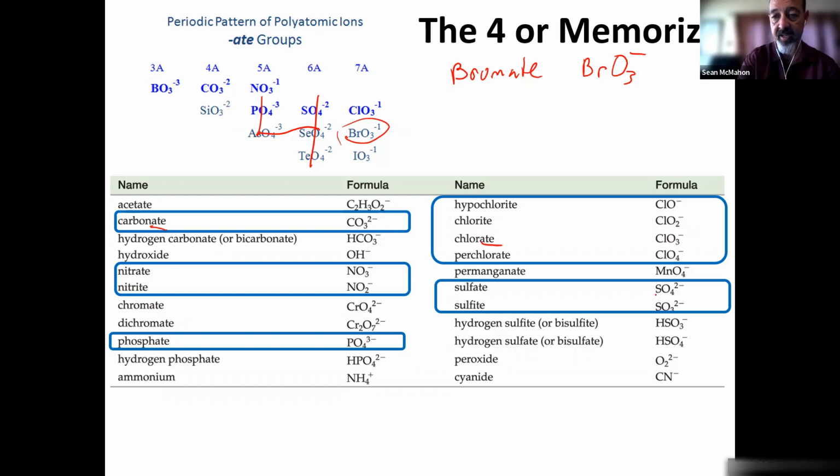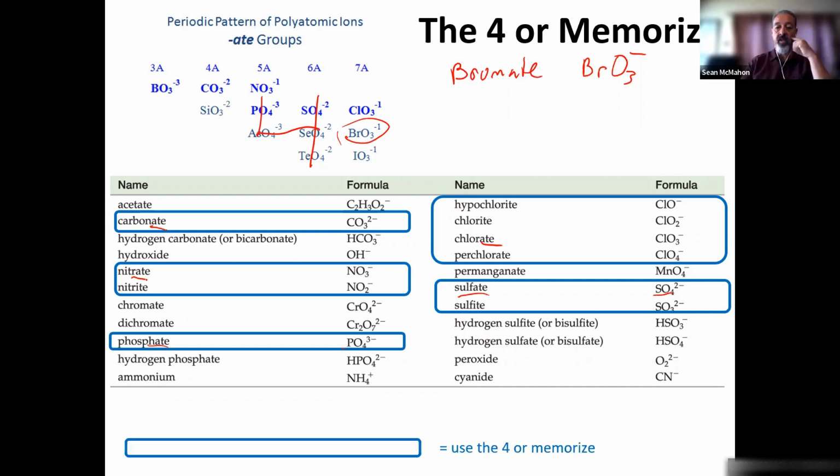Sulfate, right? If I look at sulfate, it's got 4. Why? It's on the 4. It's got a 2- charge. Nitrate, it's got 3 because it's not on the 4, but it does have that -1 charge. So I personally would say use the 4. I learned this when I was teaching. I wish someone would have showed me. It would have saved me a lot of headache.